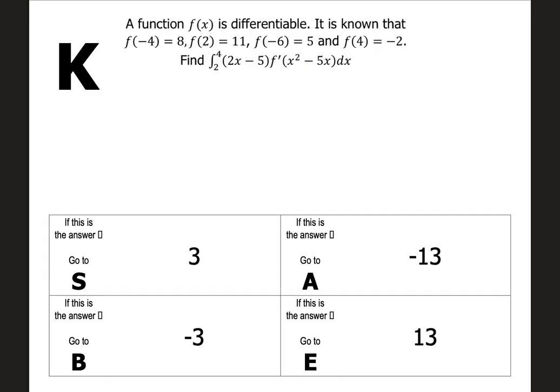Okay, next one they say function f of x is differentiable. It's known that f of -4 is 8, f of 2 is 11, f of -6 is 5, f of 4 is -2, and they want you to find this integral. So notice, first off, this is an f prime, and also notice that if you look at the thing on the inside, if you take the derivative of this, it happens to be this exactly.